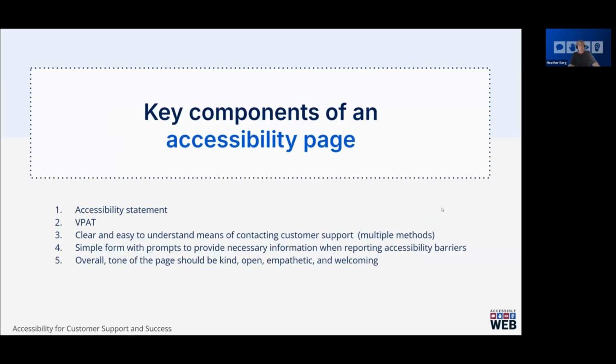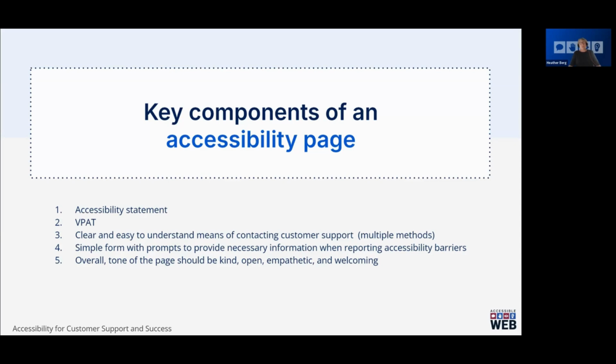All right, on our next slide here, we're just going to talk about some of the key components. We mentioned building an accessibility page on your website. So we're going to talk about some things that you might find on an accessibility page and want to start thinking about for yours. So the first thing is going to be your accessibility statement. Stay tuned for an upcoming webinar. We're going to take a deep dive on this particular topic.